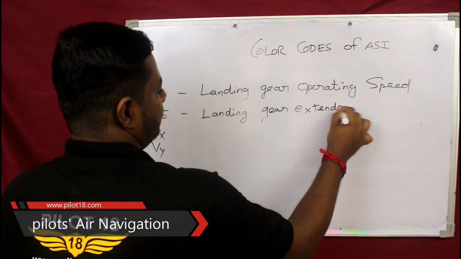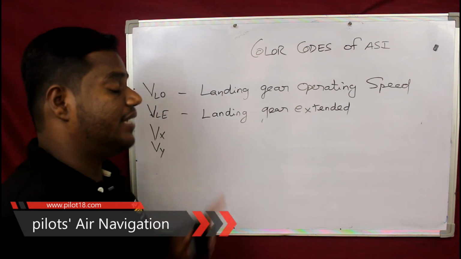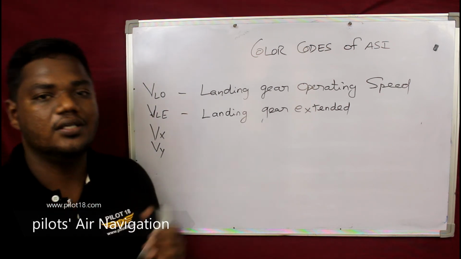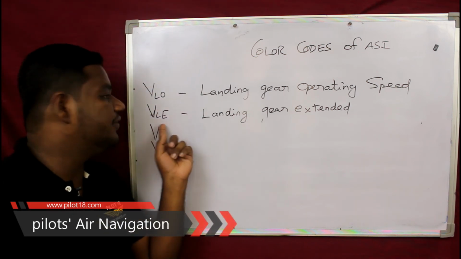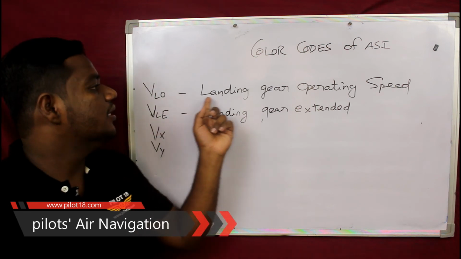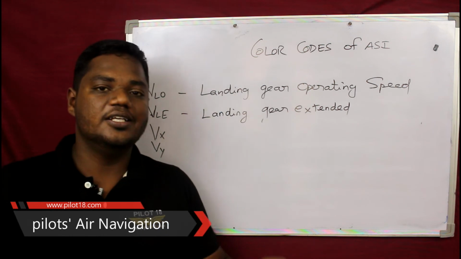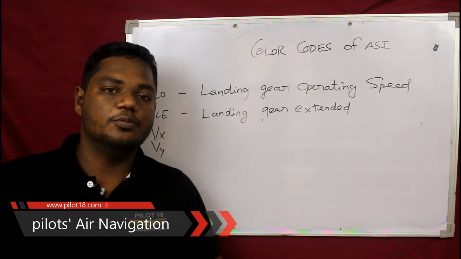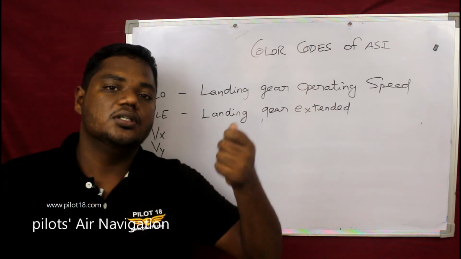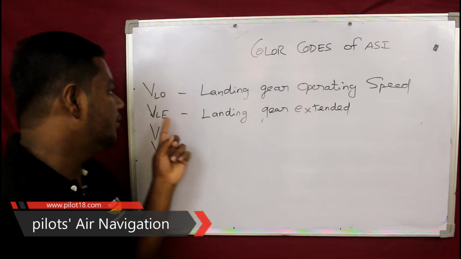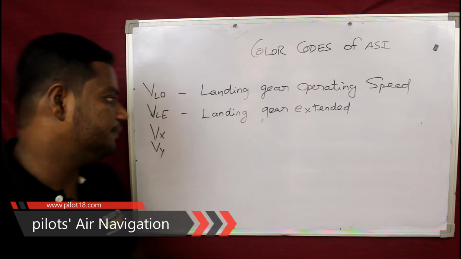VLE is landing gear extended speed, which means it's the maximum permissible speed with your landing gear down. Okay? Listen carefully. VLO and VLE, they both are different. VLO is the speed range within which you can operate the landing gear, either take your gear down or put your gear up. Landing gear extended speed means after putting the landing gear down, this is the maximum speed you can fly with the gear in the down position, okay?